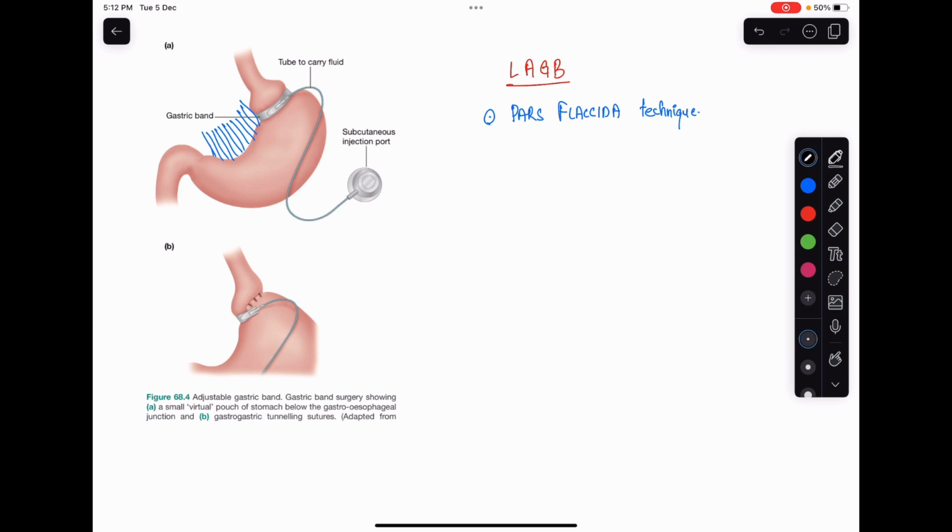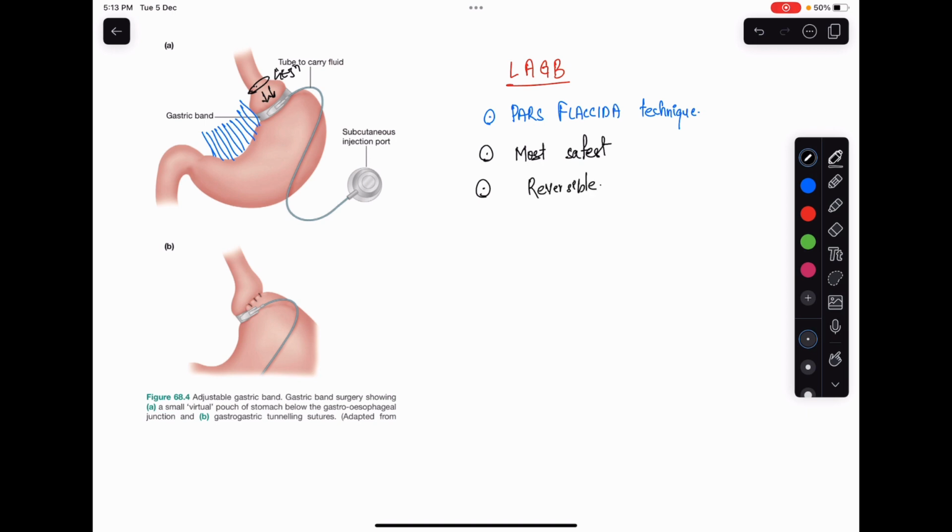In this technique, we will use a gastric band. We will place it just below gastroesophageal junction. If this is GE junction, just below GE junction, we will place a gastric band. This is adjustable and it has a port which is placed just beneath the skin. By using the port, we can inflate the gastric band or deflate it. This is the safest bariatric surgery, and this is reversible surgery.